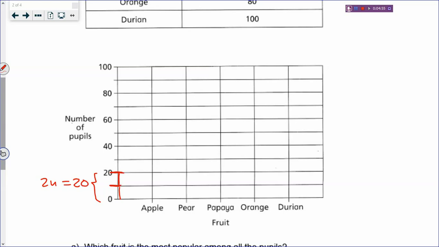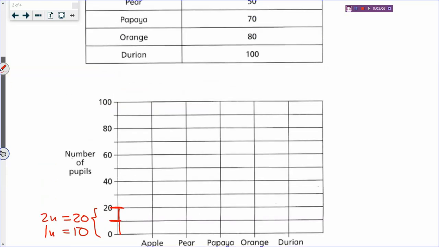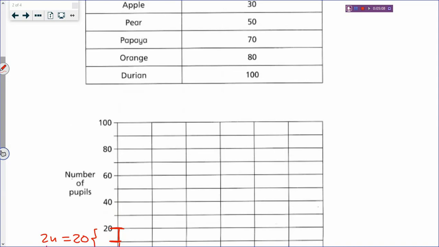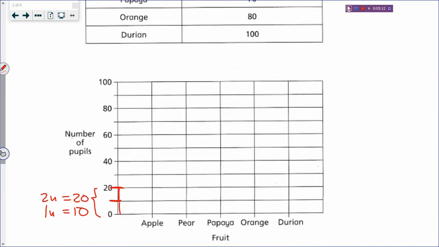Okay, so 2 gaps is 20, then 1 gap is 20 divided by 2, so your 1 gap is 10. And then you can start counting already, right? So Apple has how many? You look at the table and you can see that Apple has 30. Alright, so let's look for apples and 30. So 30 is here and you put a cross. Okay, put a cross there.